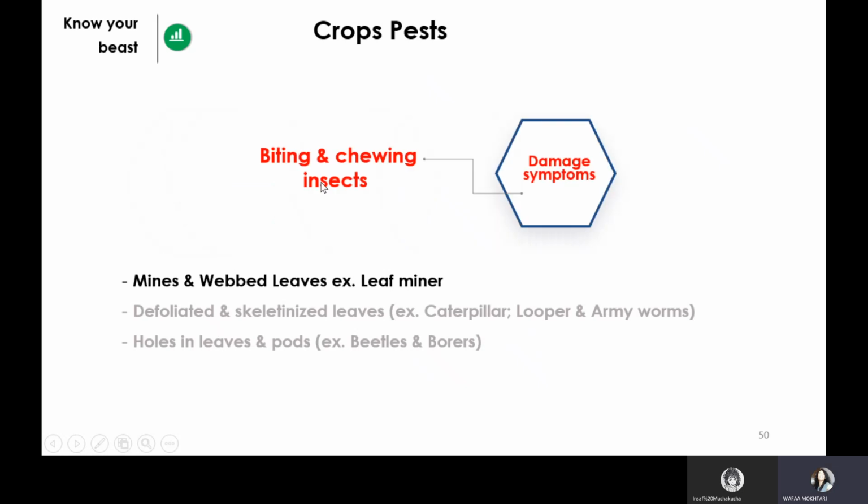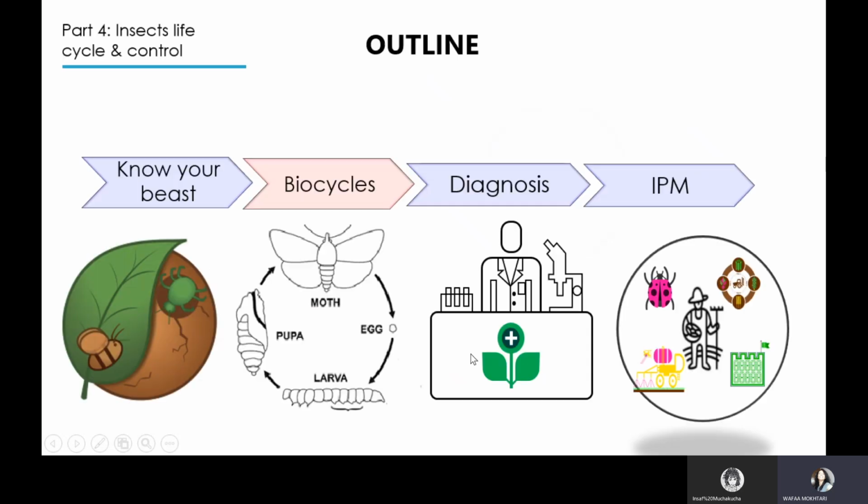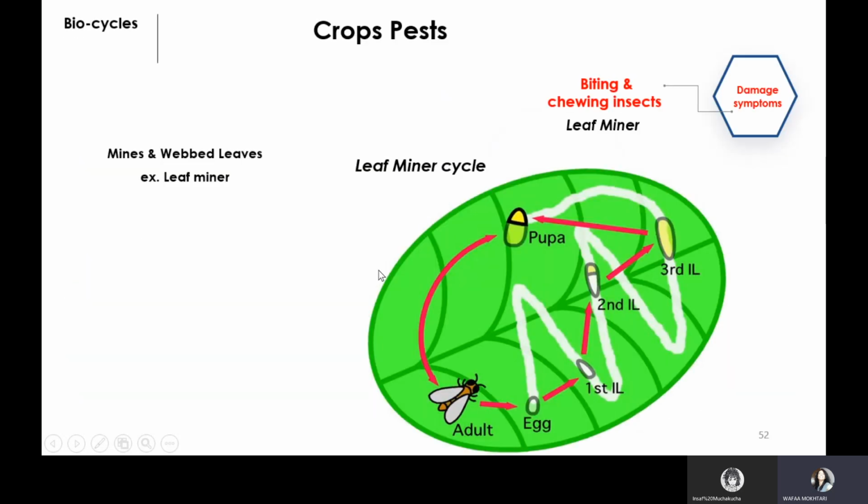Biting and chewing insects cause things like mines and withered leaves. They are leaf miners, an example of a leaf miner. They could cause defoliated and skeletonized leaves, for example caterpillars and loopers. Caterpillars could be loopers and armyworms. We have those examples right in this course. And they could be insects that make holes in leaves and pods, and the examples are beetles and borers. So let's start with the leaf miner.